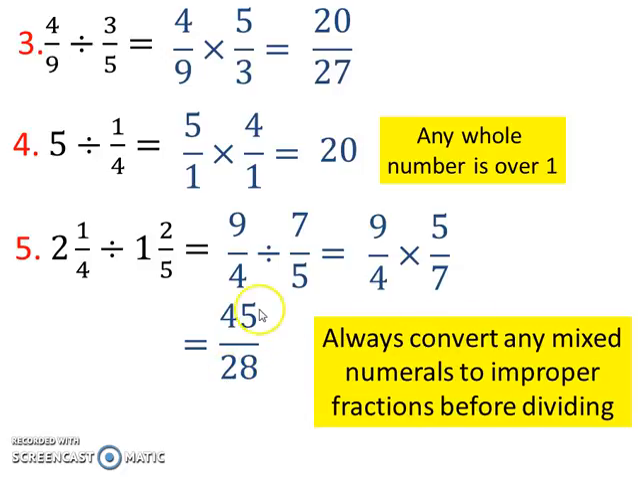We then have to, because this is an improper fraction, convert back to our mixed numerals at the end. So I go, how many 28s are there in 45? There's 1 with a remainder of 17. So the whole number answer goes here, the remainder goes on the numerator.